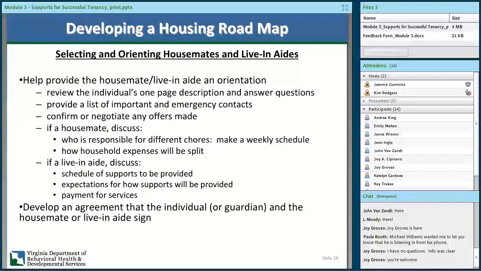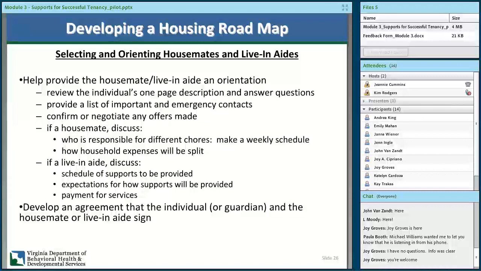If the individual has engaged a live-in aide, then you want to be sure to discuss the schedule of supports to be provided. You can make a weekly calendar that outlines what assistance the aide will provide each day of the week and at different times of the day. A link to a sample supports chart is available in the FAQ for Module 3. Also review the individual's expectations for how different supports will be provided. The aide needs to understand exactly how to assist the individual. For example, does the individual need verbal reminders, verbal instructions, or physical assistance to complete certain tasks?